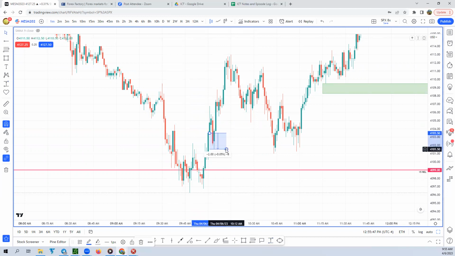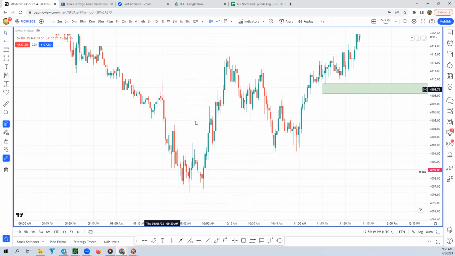So you would have had, if I had my entry right here, 2 points of drawdown, and ICT says do a 5 point stop. That's what I understand. So if we got in at this fair value gap, ICT teaches us to go for 5 points. So 5 points, we could have taken profit right here at this swing.